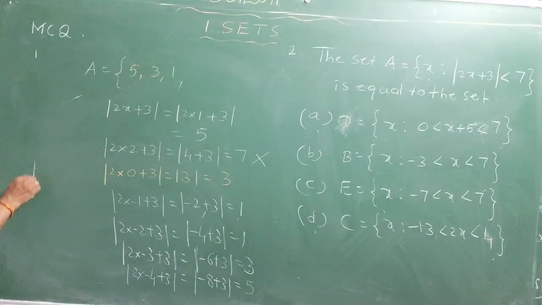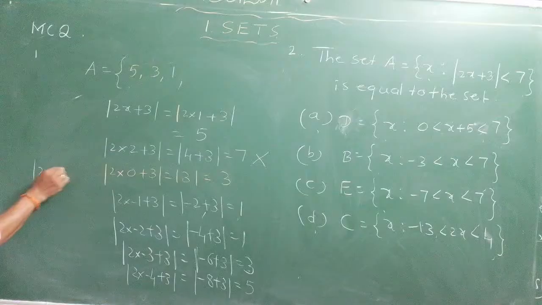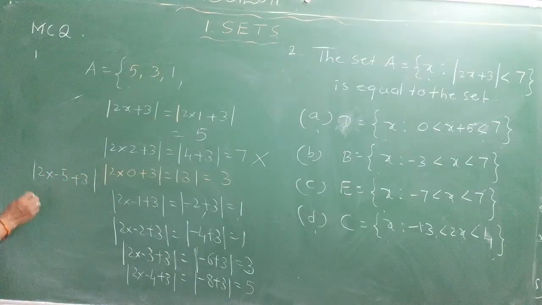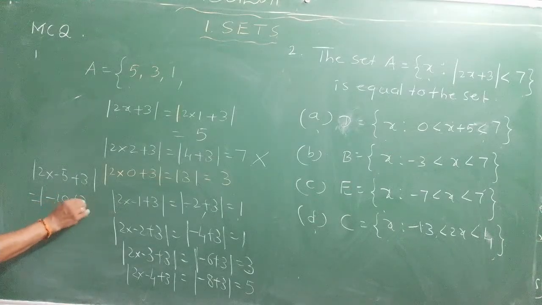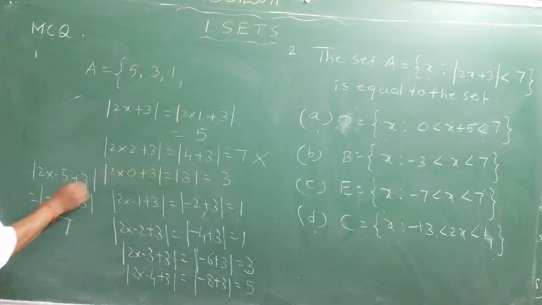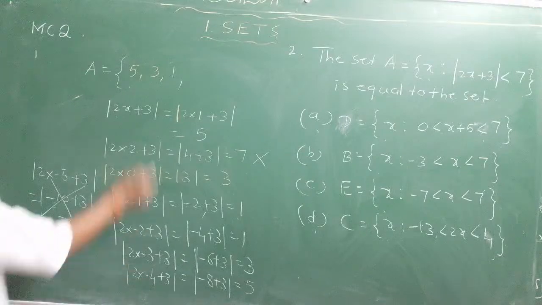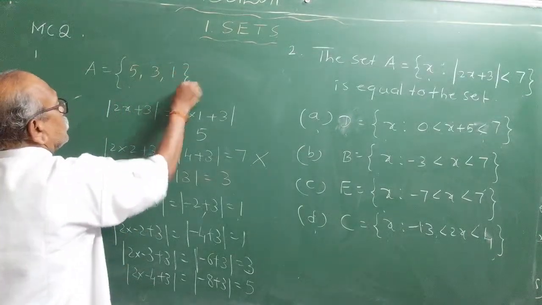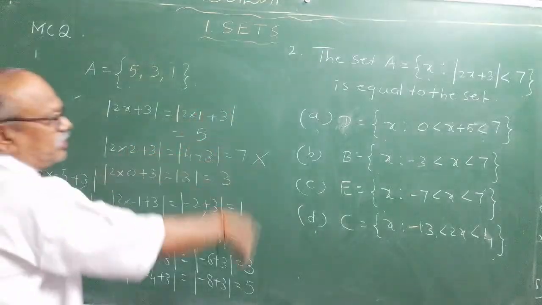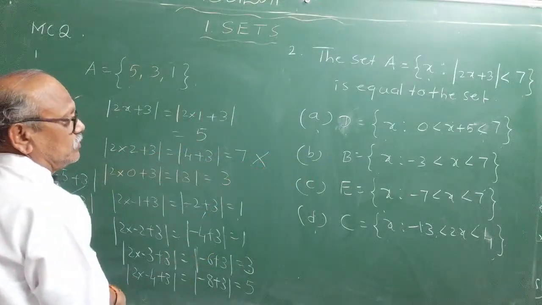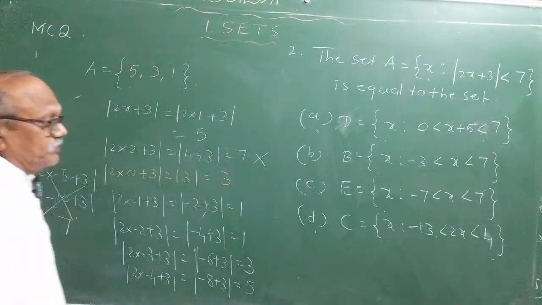You take 5 now. 2 into minus 5 plus 3, what do you get here? 5 2s are 10, minus 10 plus 3 is minus 7, but the modulus is 7. 7 you cannot take. That's all. You can take only the elements 5, 3, 1 in A. And among these, which one will you choose?